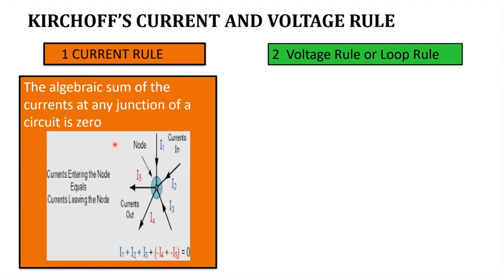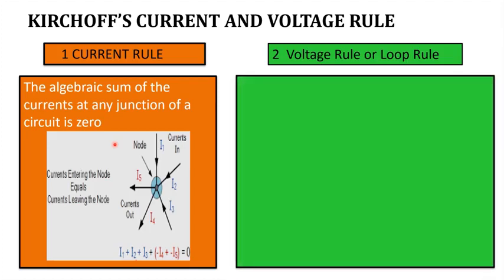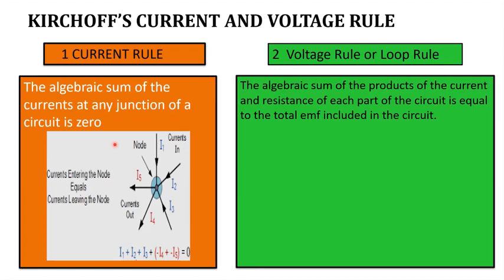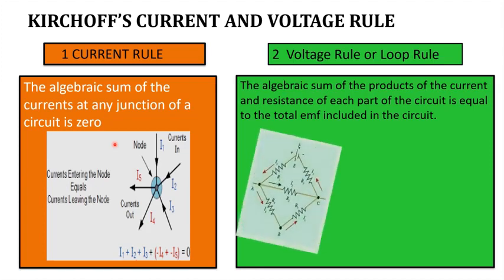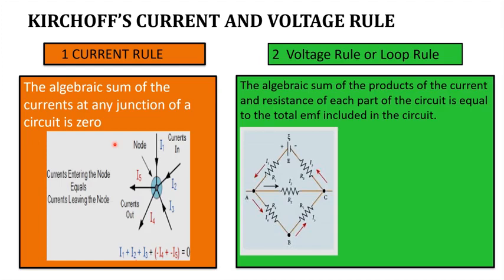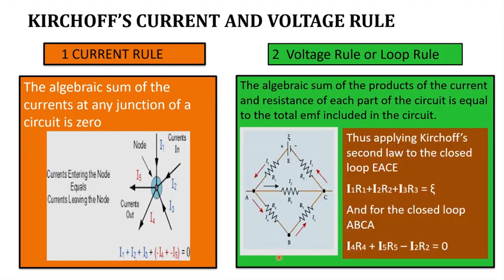The next rule is the voltage rule, also called the loop rule. The algebraic sum of the products of the current and resistance of each part of the circuit is equal to the total EMF included in the circuit. Let us consider the loop E, A, C, E. Here the product of current and resistance is I1 into R1. In this part of the circuit, it is I2 into R2. Here it is I3 into R3.